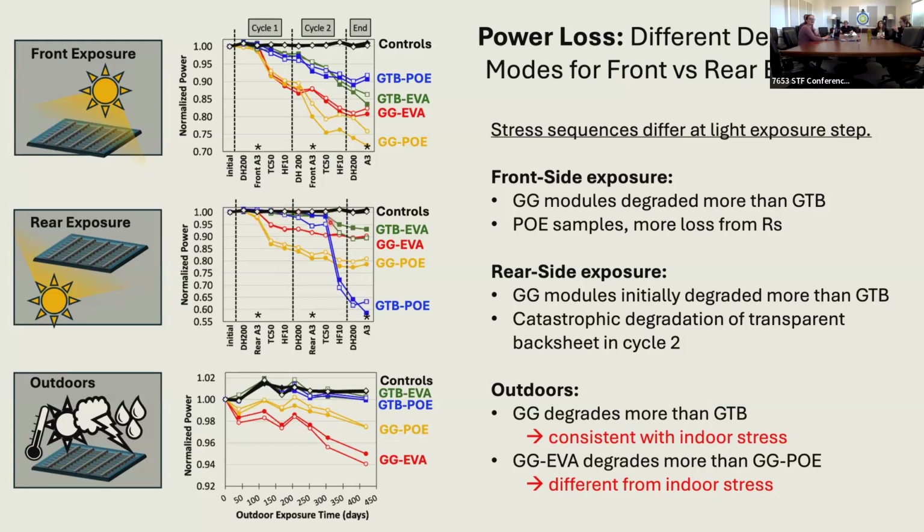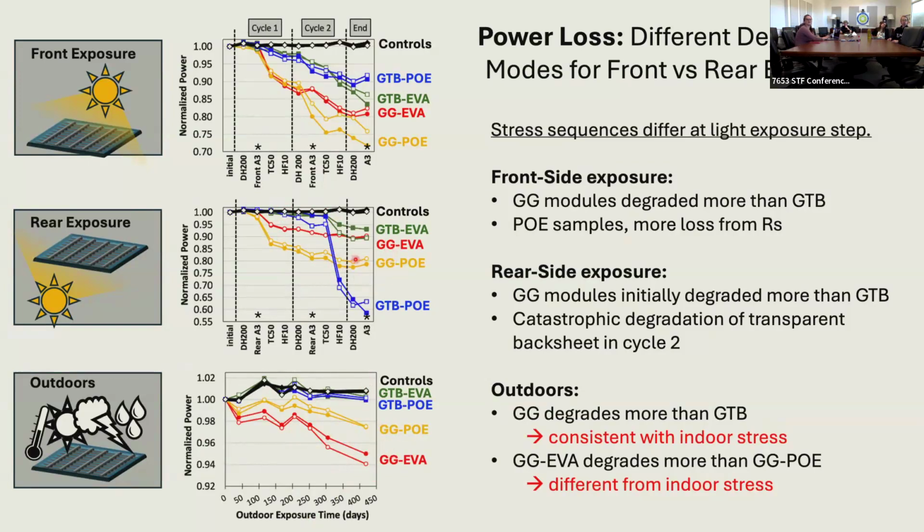but then around the second stress sequence at this humidity freeze step, there's a pretty catastrophic degradation of the glass transparent backsheet samples, particularly for the POE one. Outdoors, we see this is somewhat consistent with the indoor test because there's more degradation for the glass samples compared to the glass transparent backsheet samples. But one difference from the indoor test is that we see greater degradation for the glass EVA compared to glass POE. So that's kind of swapped.